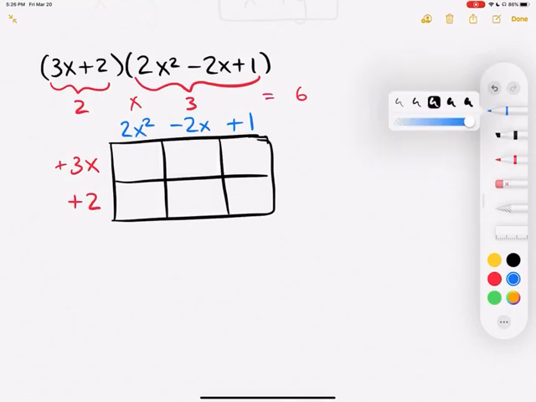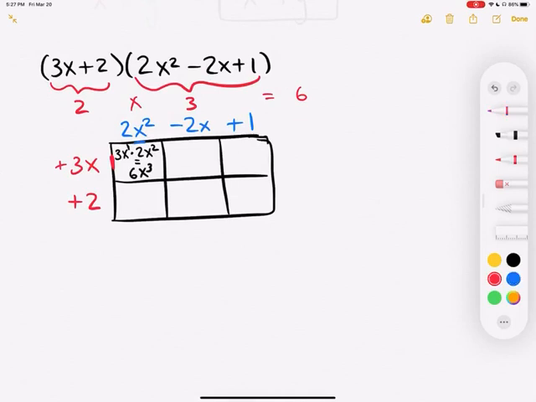Okay. So for the first area, that's going to be a multiplication of 3x times 2x squared. If I do multiplication, I have to multiply the numbers first. So 3 times 2, that's 6. And then the letters are going to add up on the exponents. So 6x to the power of, that's a 1 plus 2. So that should be x to the power of 3.